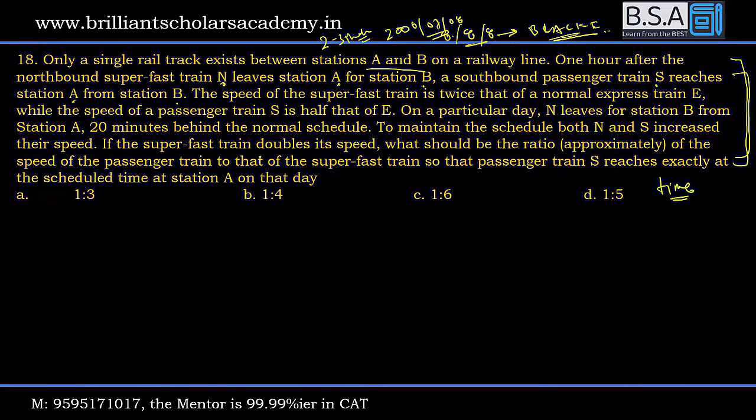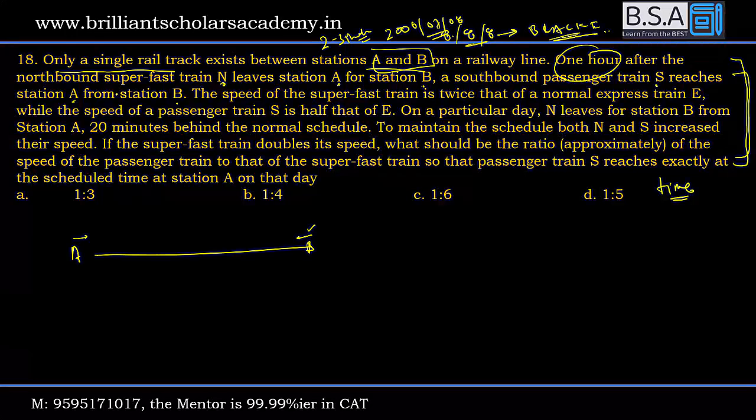Forget north, south, east, west. There is a station A, there's a station B. There is only one railway track. If there is a train from A, until it reaches B, there can be no train from B. That is the idea of a single track existing between A and B.